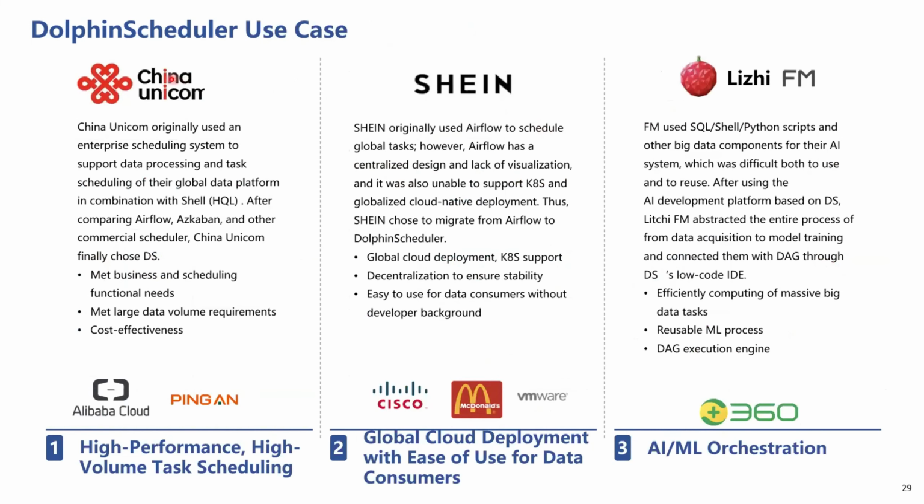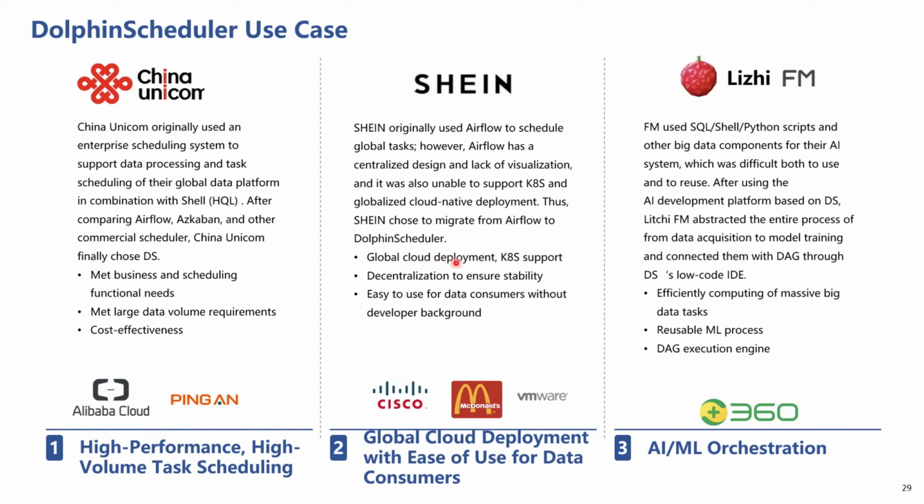And also we have some big use cases, like China Unicom, one of the three major and biggest telecom providers. We meet their business scheduling and function needs and the large data volume requirements, and make the cost lower. About Shein, it's an online e-commerce company in South China, but their customers are worldwide.